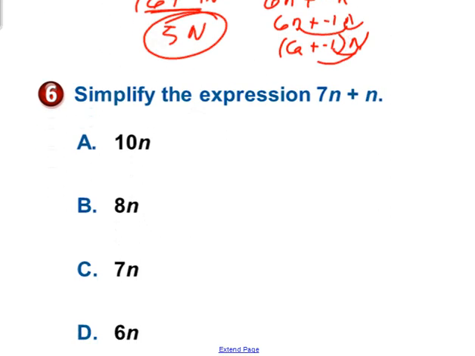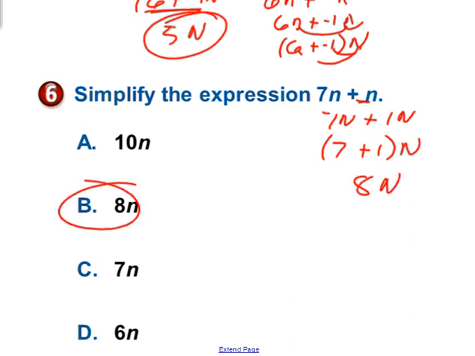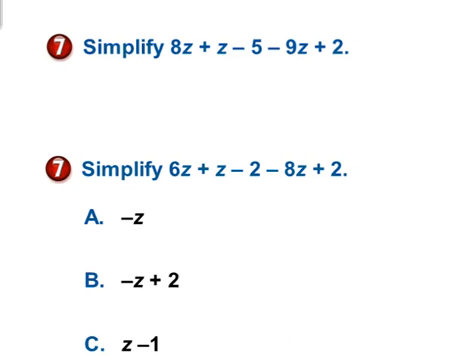Down here, simplify the expression 7n plus n. 7n plus 1n. 1 is the understood coefficient there. I'm going to factor the n back out. So I'm going to say 7 plus 1 times the quantity n. 7 plus 1 is, of course, 8. So it would be 8n is my answer.